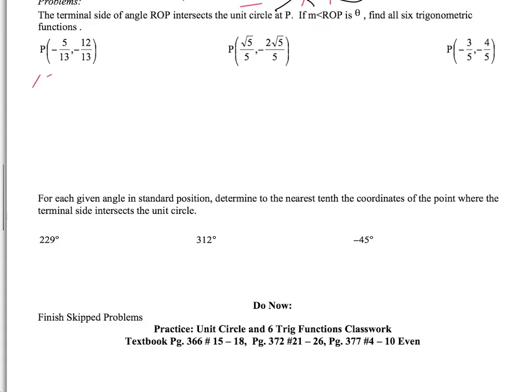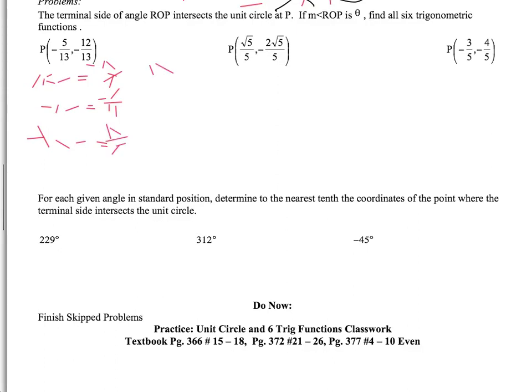If you're looking back at your chart above, sine theta is equal to the y value. Well, what's the y value at this point? It's just negative 12/13. Cosine is equal to the x value. Well, the x value is negative 5/13. Tangent is equal to the y divided by the x. In your calculator, take negative 12/13 and divide by negative 5/13. You'll get 12/5.